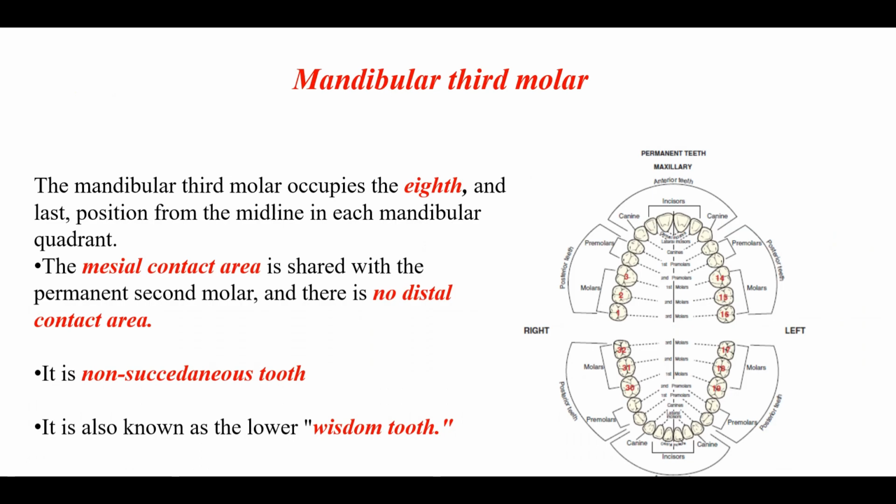The mandibular third molar again is the 8th tooth in the arch, without any distal contact, and the mesial contact is the mandibular second molar. It is again a non-succedaneous tooth, meaning it doesn't have any predecessor. It is not replacing any existing deciduous tooth, and it is called a wisdom tooth in layman's terms.